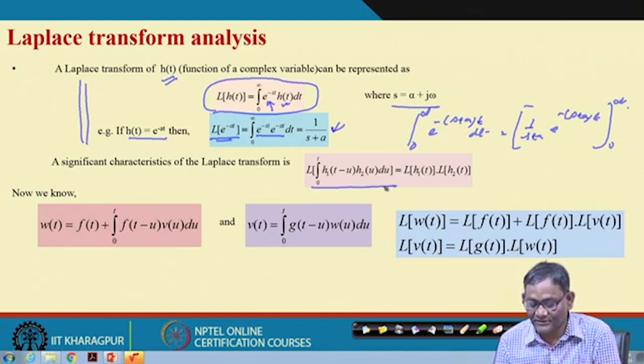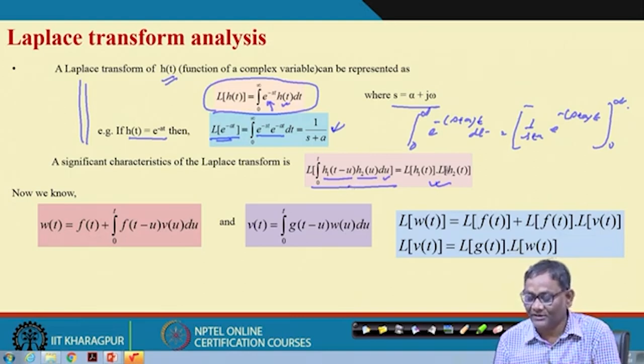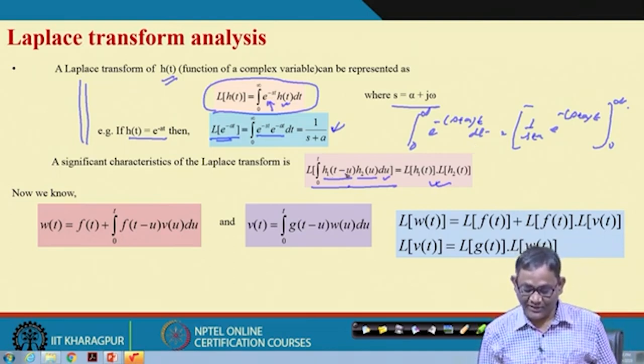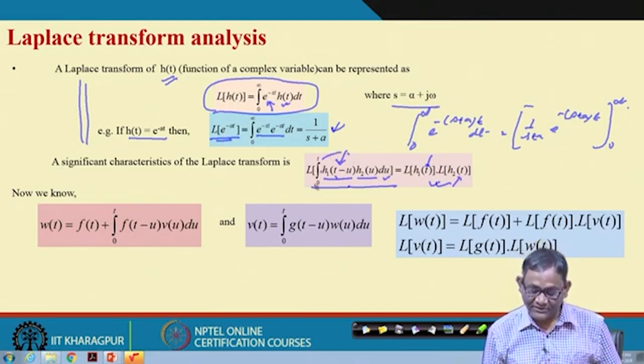That means the Laplace of the integral from 0 to t of h1(t minus u) h2(u) du can be written equivalently like this. So the Laplace of this integration can be written like this. See here, h1(t minus u) is there, please mind it. So t minus u is converted to t only, and h2(u) du is no problem, and then h2 is h2(t) only, no problem. But the basic, very important one is the second one, which is the integration.